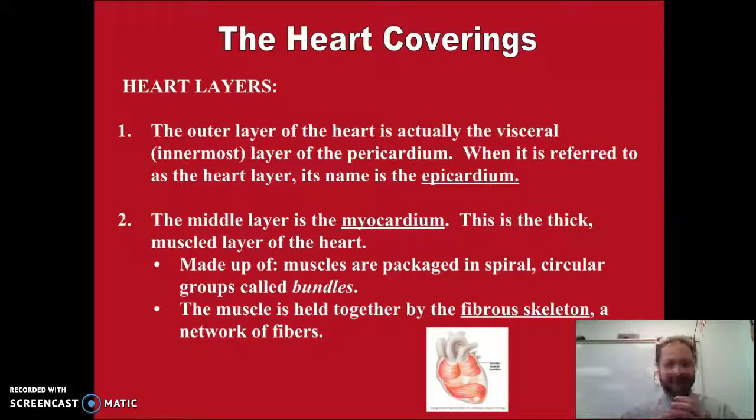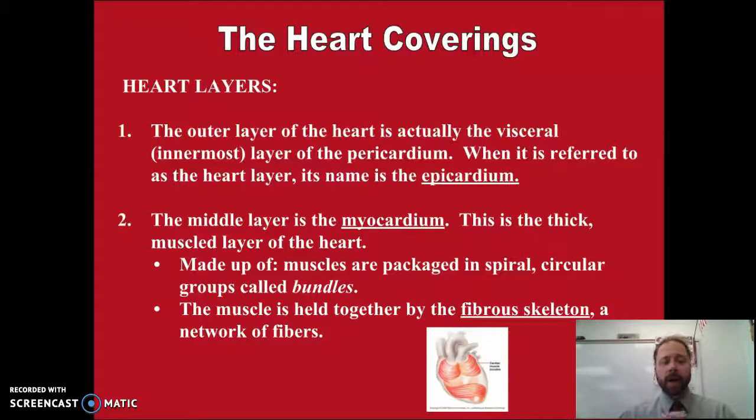Got a lot of layers going on here, so it's very important that we go back, look at the pictures, identify them, and spend a lot of time identifying and looking back to make sure we know where we're located in our heart. So when it's referred to as the heart layer, its actual name becomes the epicardium.